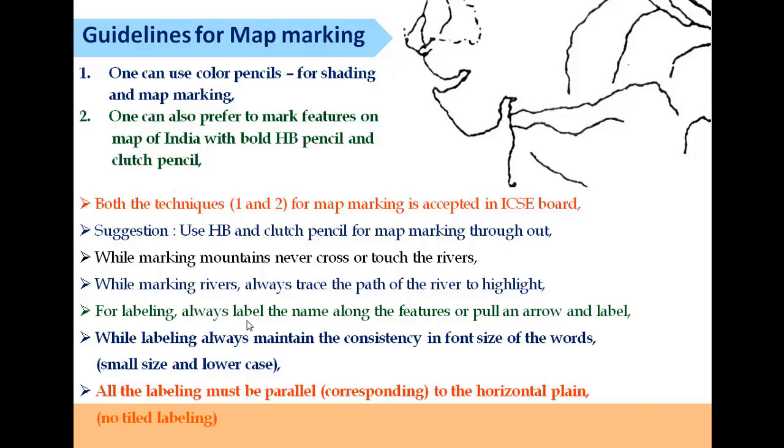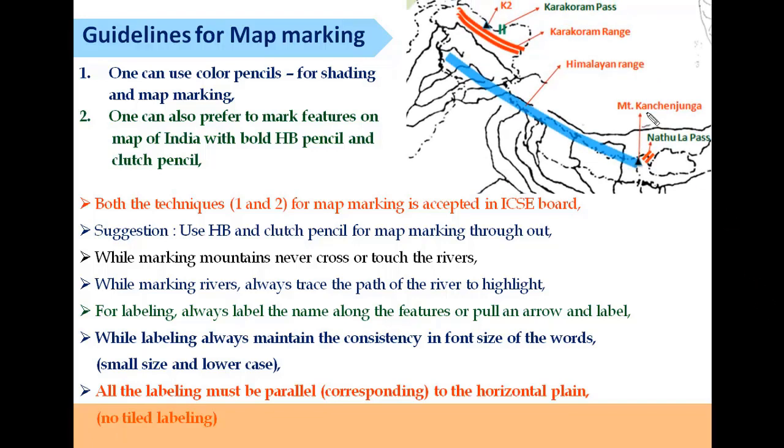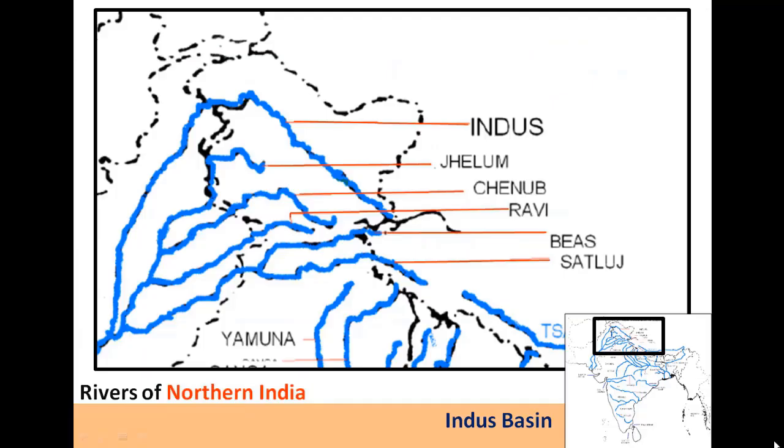For labeling, always label the name along the feature or pull an arrow and label. As you can see in the insert image, all the names are highlighted with the help of an arrow, and these have been labeled properly. The first character is always capital or uppercase and the remaining characters are in lowercase. While labeling, always maintain consistency in font size also. All the labeling must be parallel, corresponding to the horizontal plane. No tilted labeling is recommended.